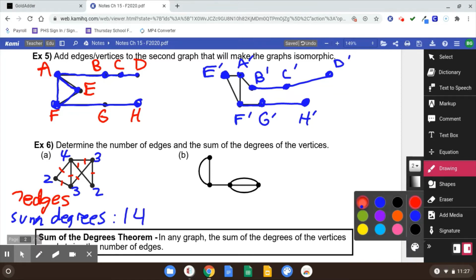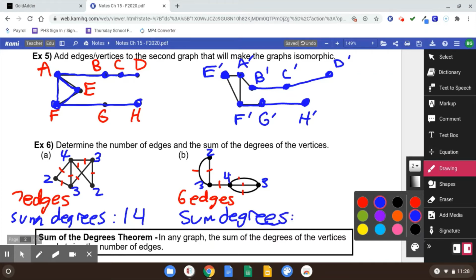So do the same thing over here. I've got 1, 2, 3, 4, 5, 6. 6 edges. And my degrees, I've got a 2 and a 3 and a 4 and a 3. That's what? 12. Sum of the degrees is 12. And you're supposed to notice a pattern, okay? See how the sum is twice as much as the number of edges?